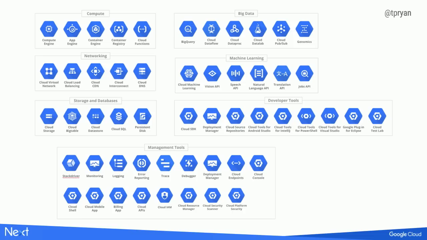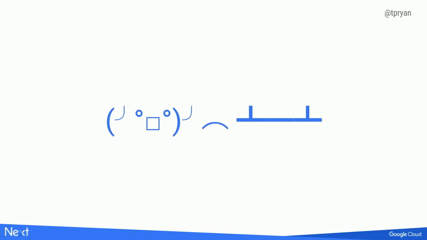We have a lot of products. We have a lot of things, and they all have names, and those names may or may not be descriptive of what they do, cause reasons, right? So my goal is to get you from looking at this big chart and feeling like this to being able to find what it is that you want to talk about, what you want to use.